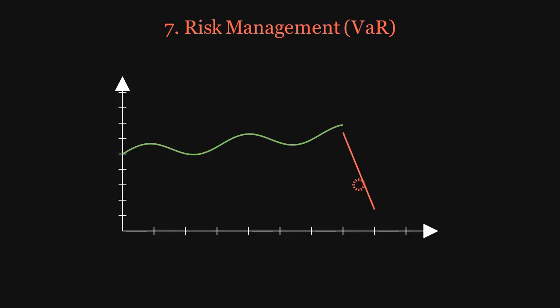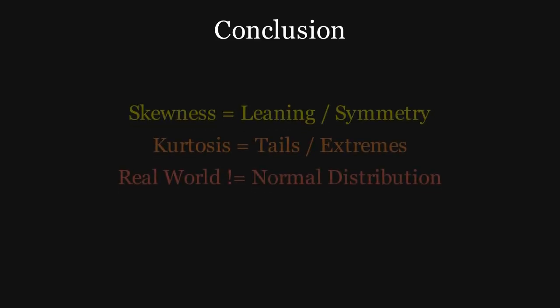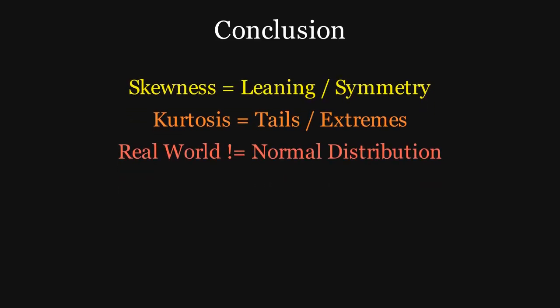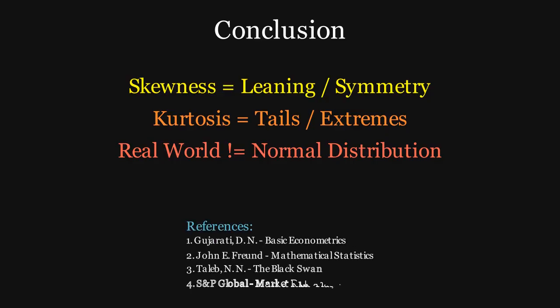Section 7. Why it matters: risk management. In finance, using only the mean and standard deviation to predict risk can be fatal. If a portfolio's returns are negatively skewed and leptokurtic, you are facing a hidden risk. Most days are good, but the bad days are catastrophic. This is why sophisticated models, like value at risk, VAR, must account for these higher-order moments to avoid bankruptcy during financial crises.